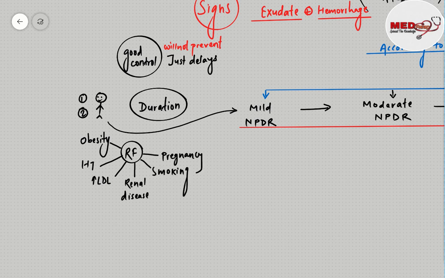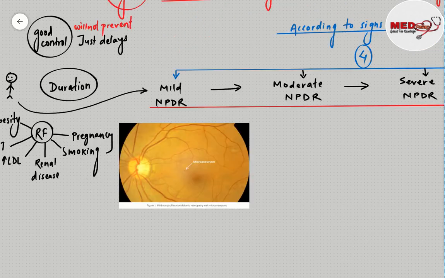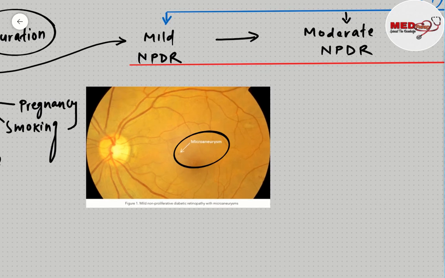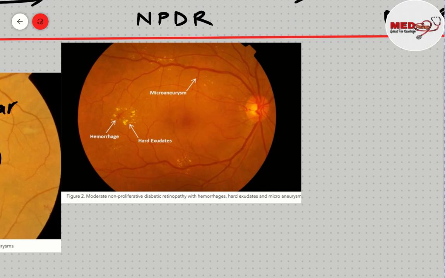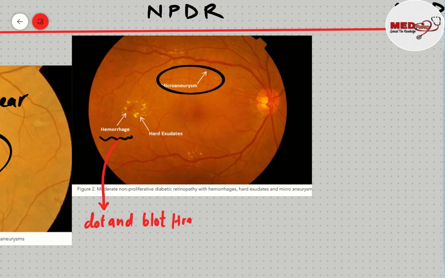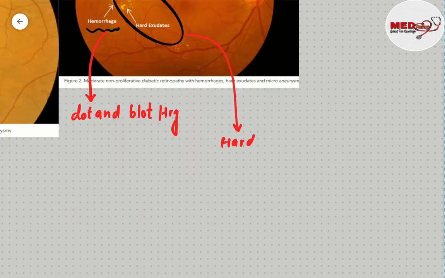Now let's study in detail about the stages. As the retinopathy starts to develop, the first sign that is observed is the microaneurysm. These microaneurysms are seen as small red dots associated with the blood vessel, and these are the only signs that are seen in the mild non-proliferative diabetic retinopathy as seen in this picture. In moderate non-proliferative stage, along with the microaneurysm, we see dot and blot hemorrhage in the deep layer of the retina, as well as some yellow waxy structures which are known as hard exudate.